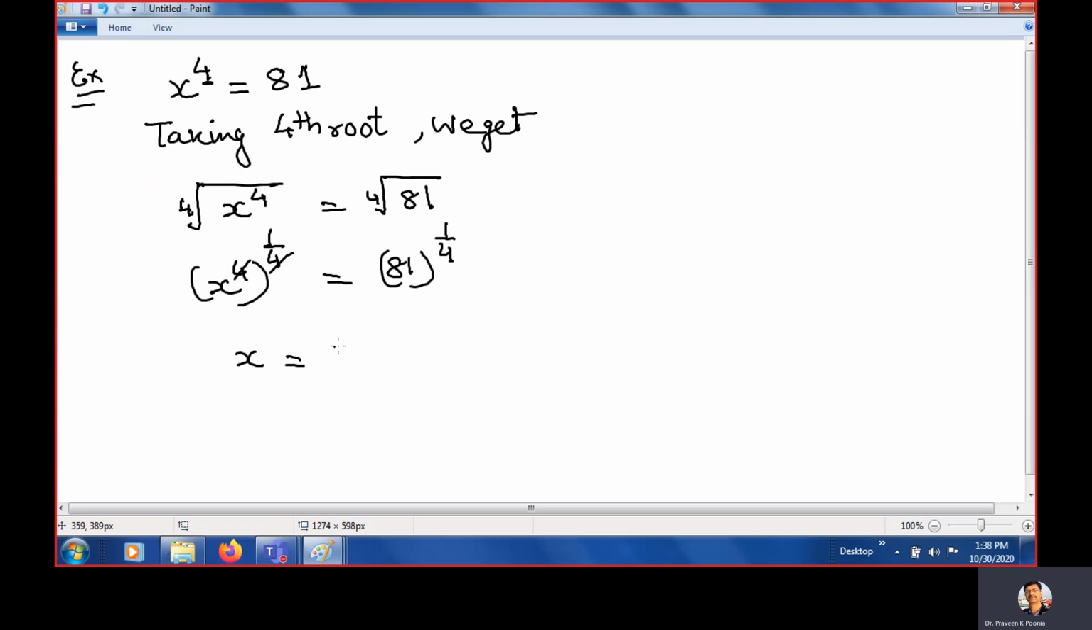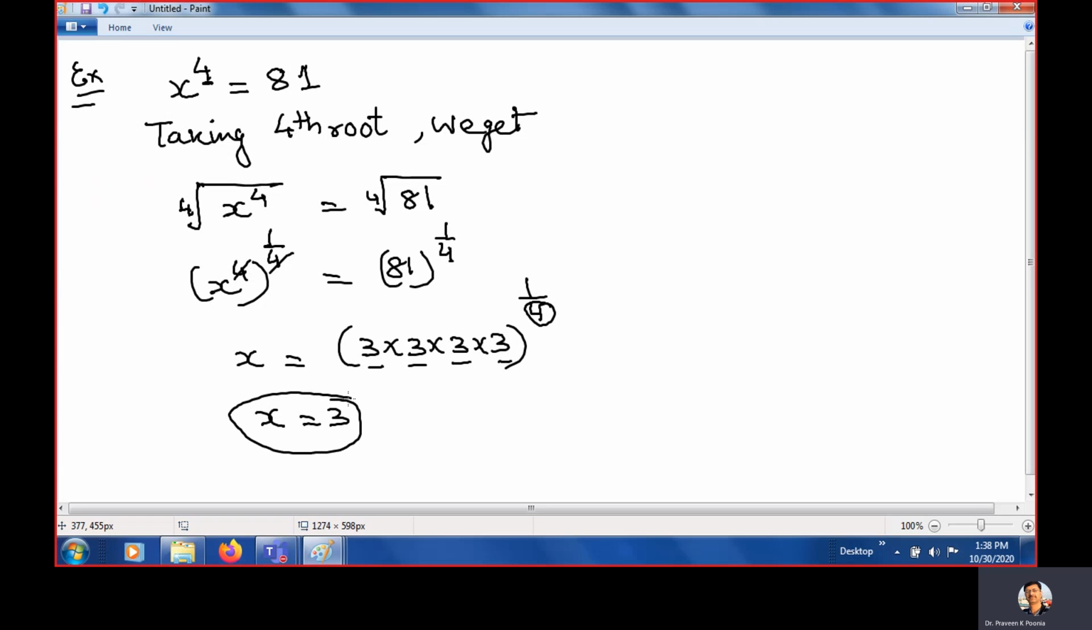So here we get x, and here how much? 3 times 3 times 3 times 3. 1 upon 4, so here it is 4, so the product should be 4 numbers: 1, 2, 3, 4. 4 numbers are there. So what is the value of x? The value of x is 3. Because if you solve it, it will be power 4 to the power 1 upon 4, the powers cancel. So what will we get? 3. So 3 is the answer. This type of question we generally ask in the exam. Okay.